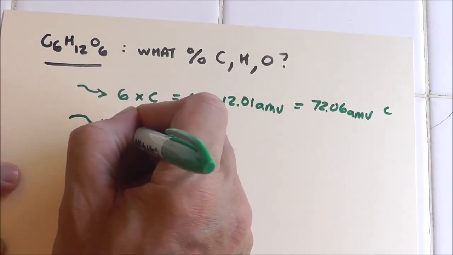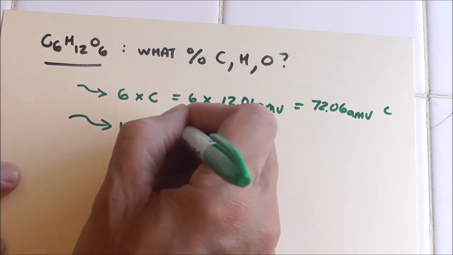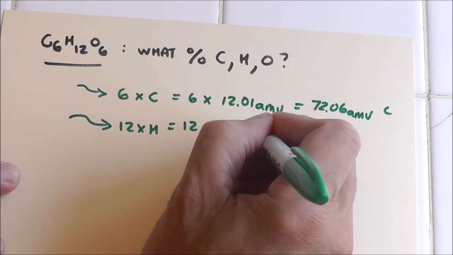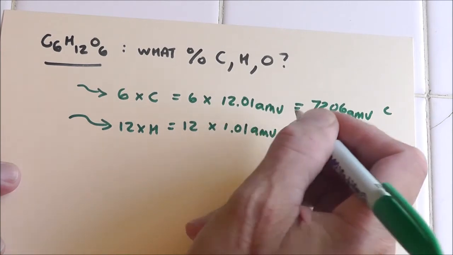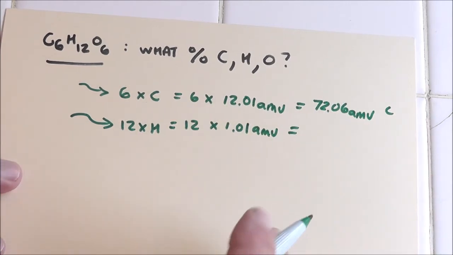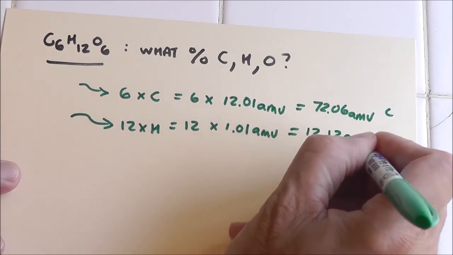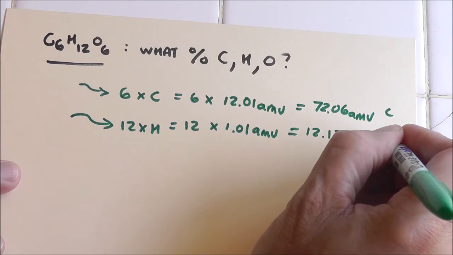I like hydrogens because they're easy to deal with. They're always 1.01 apiece, 1.01 AMUs. And you know why that is, because there are some heavier isotopes, but not much of them, but that's 12.12 AMUs. Hydrogen.